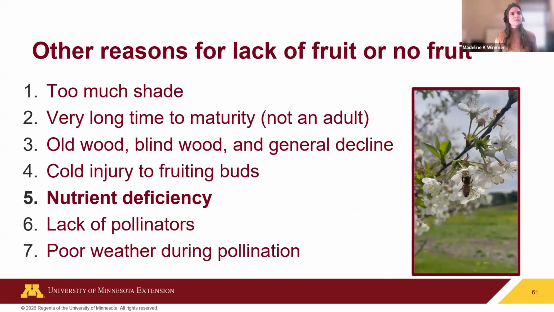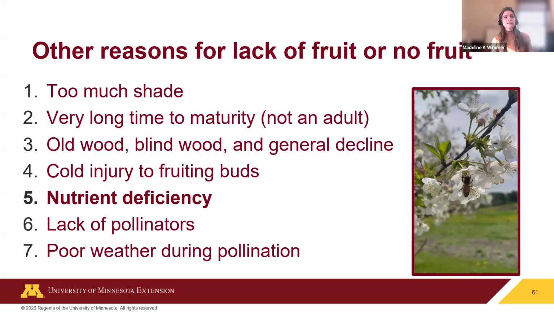Shading, again, is going to be an issue, which is why, when we get into pruning here, pruning is so important to bring in sunlight, because sunlight cues it's a good place for a plant to be creating fruiting buds. If it's taking a long time to get to maturity, again, some of those larger apple trees may not start producing fruit for a number of years. If you have a general decline of your plant, you have old wood, especially for blueberries, after 5 years, these branches are going to be less and less productive. So you may need to rejuvenate that wood.